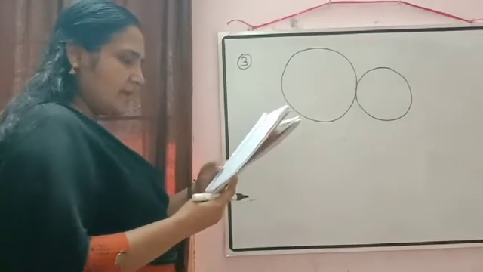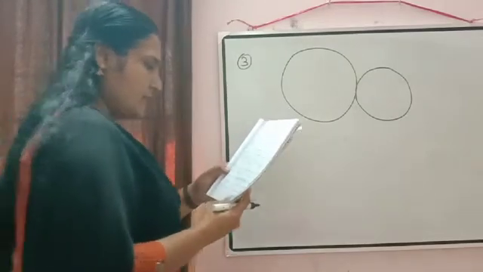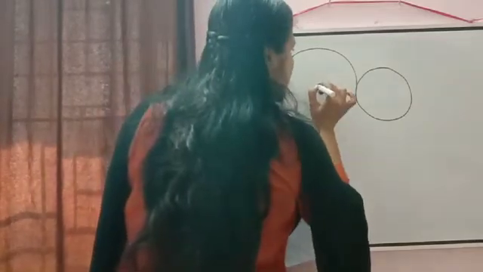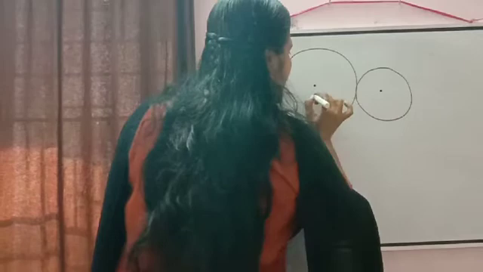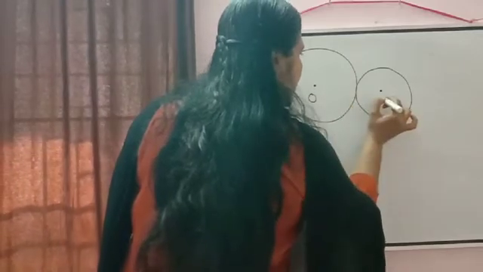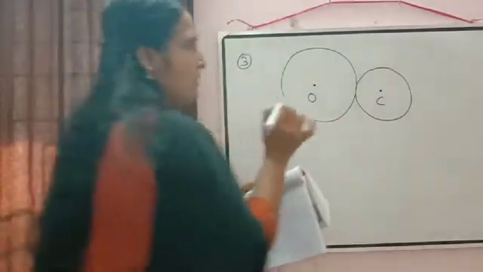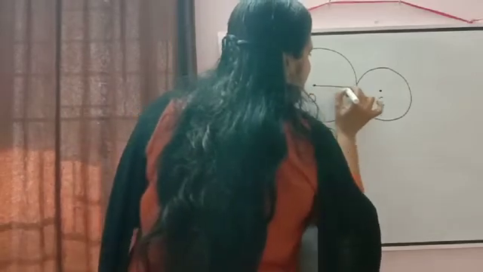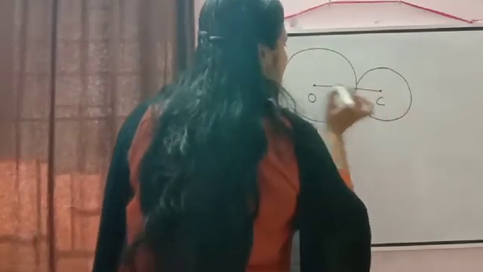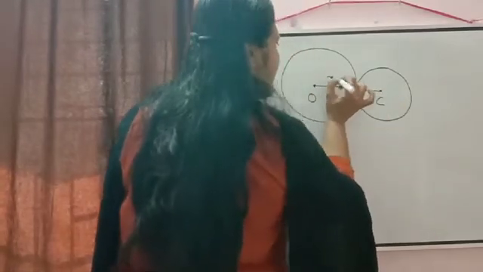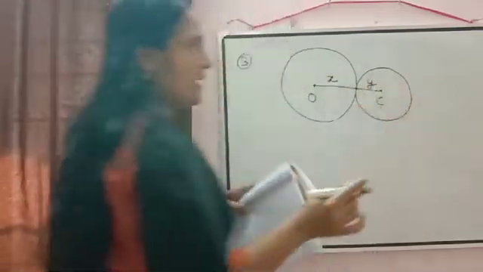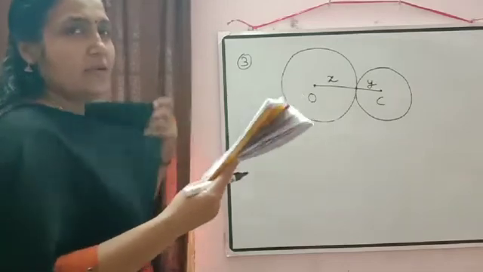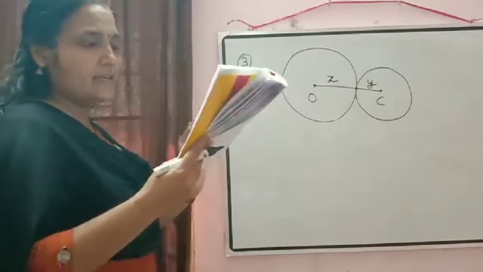The sum of their areas is given and the distance between their centers. So suppose for this one I am taking O here and for this circle we can take C here. So now we can join these two. So the radius of the bigger circle I am taking as x, and the radius of the smaller circle I am taking as y. Okay, because calculation in x and y only is easy for you.